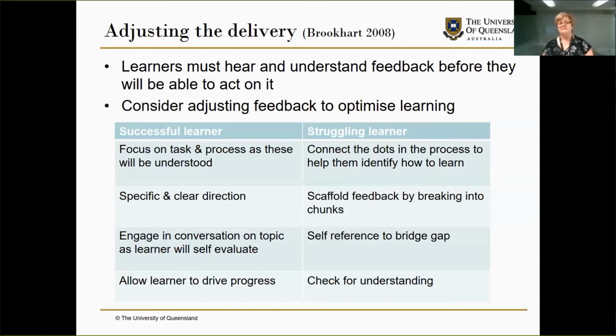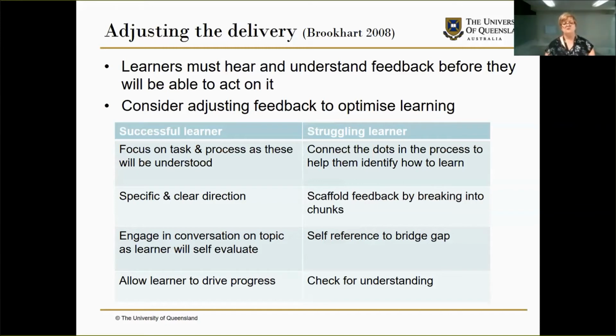Whereas in supporting the struggling learner, you're going to have to draw on self-referencing, so get the learner to draw on what worked last time and how they can apply some of those things to bridge this current gap that's here. So they're not necessarily going to run with it and make those connections in a proactive way. They're much more dependent on you connecting the dots, as we said before, but also allowing them to use what they've been successful in before to bridge the gap now.